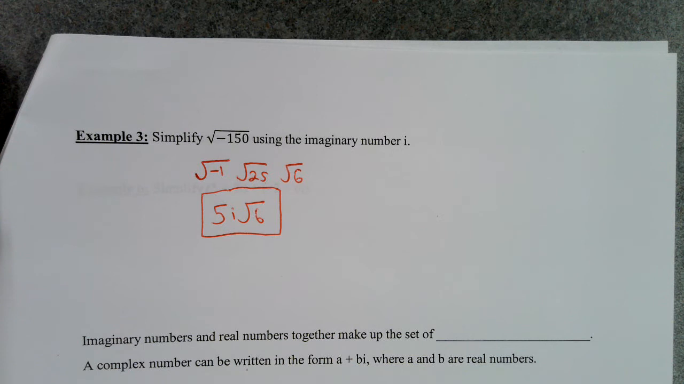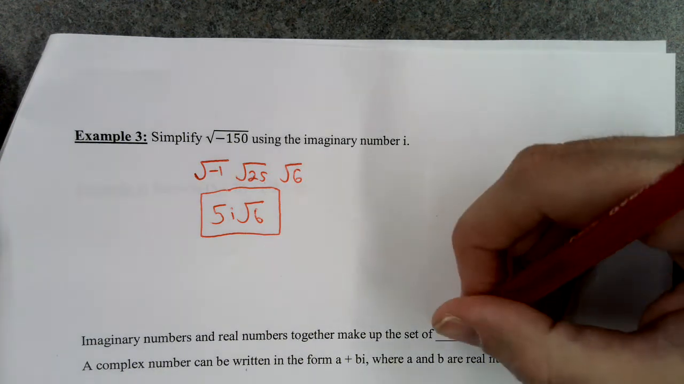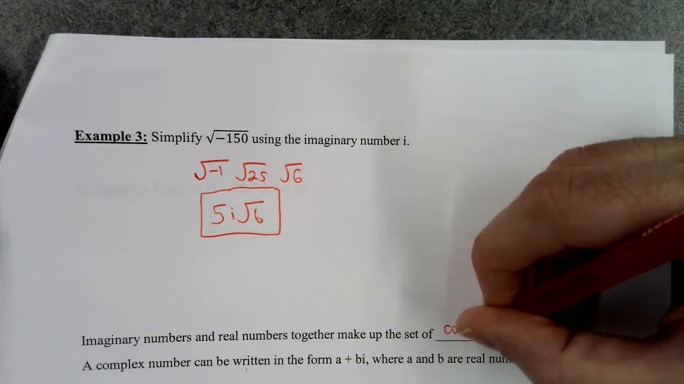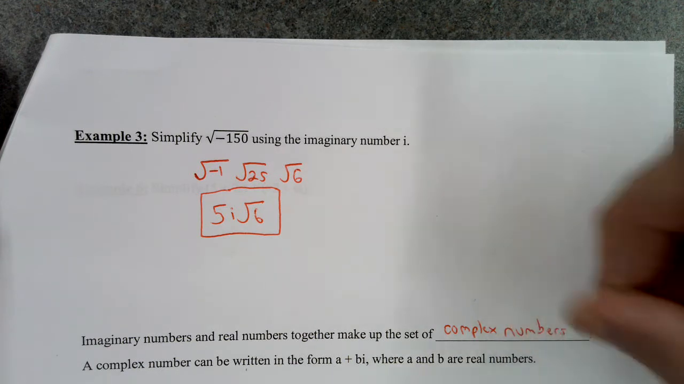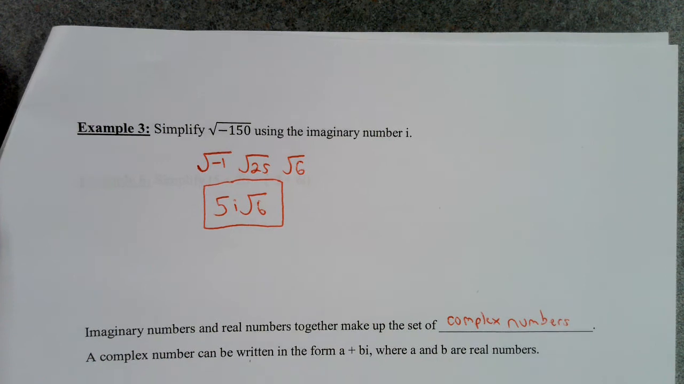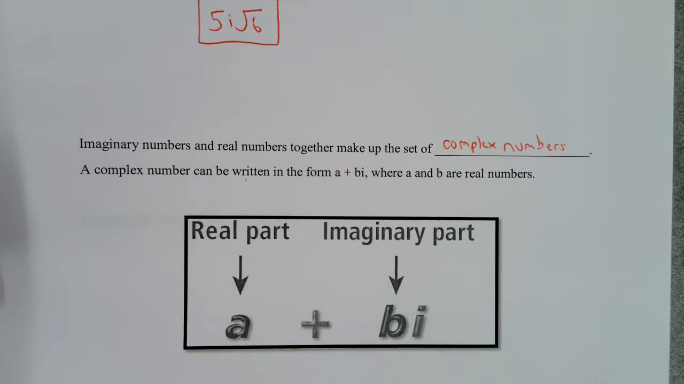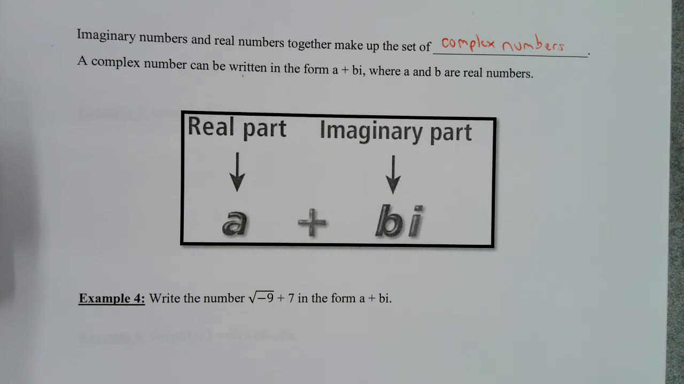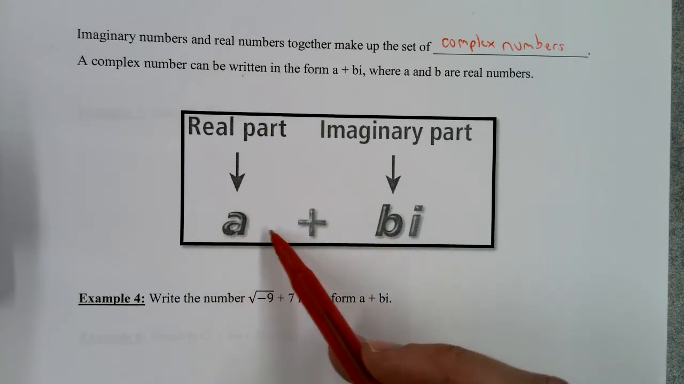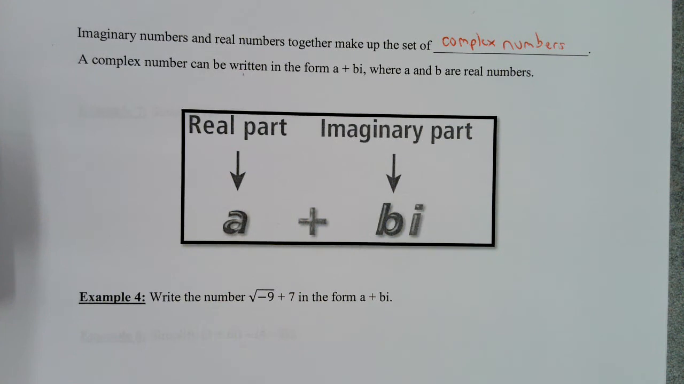Okay. Another definition. Imaginary numbers and real numbers together make up the set of what's called complex numbers. A complex number can be written in the form a plus bi, where a and b are real numbers. Notice how you write it. It's a plus bi, not bi plus a. Okay, a plus bi. So the part with the i comes second.